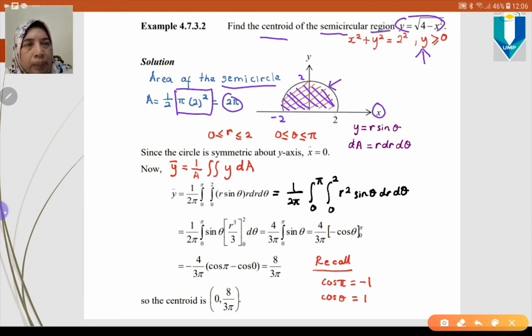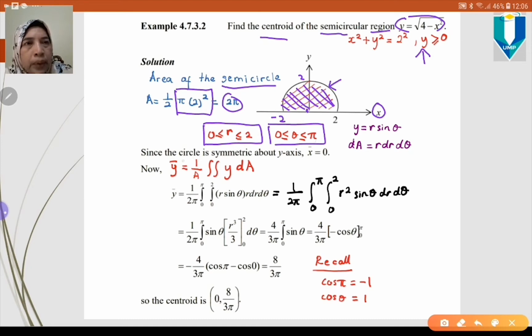Next, you know this is a polar curve. So you need to change the Cartesian to polar, and then you need to change the limits to r and also theta. So the range of r is obviously from 0 until 2, and theta is from 0 until pi.